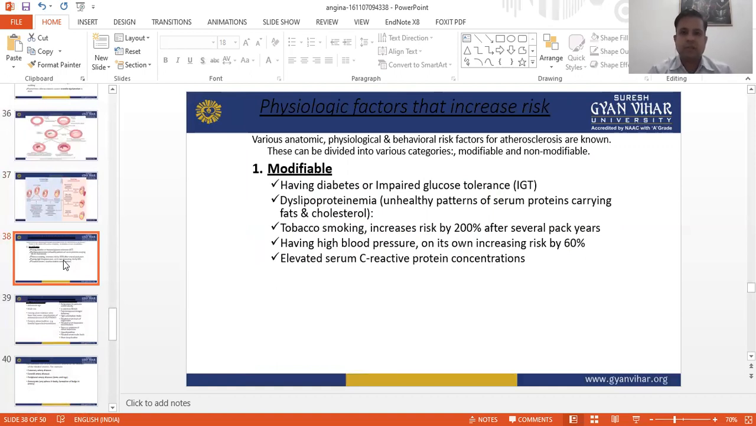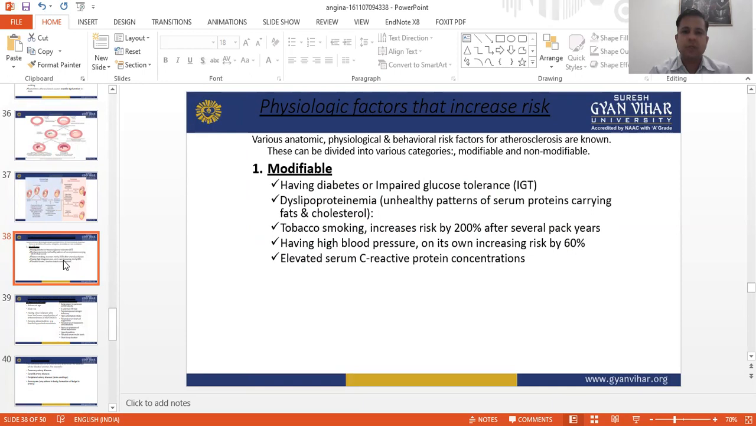Physiologic factors that increase risk. Various anatomic, physiological, and behavioral risk factors for atherosclerosis are known. These can be divided into various categories: modifiable and non-modifiable. Modifiable: having diabetes or impaired glucose tolerance, dyslipidemia, unhealthy patterns of serum proteins carrying fats and cholesterols.